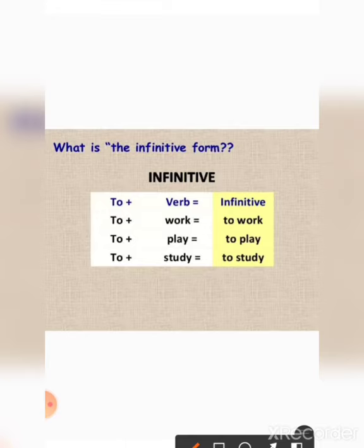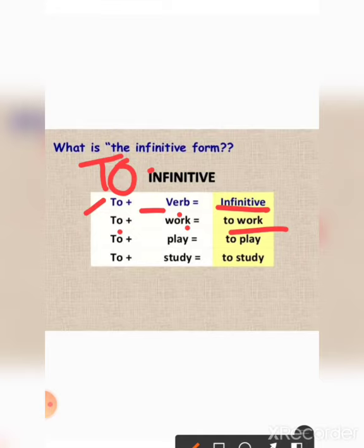So it is called to infinitive. This is called to infinitive. For example, to plus verb equals to infinitive. For example, to plus work, to work. I love to work hard. He loves to work hard. Here in this sentence, to work is an example of to infinitive.